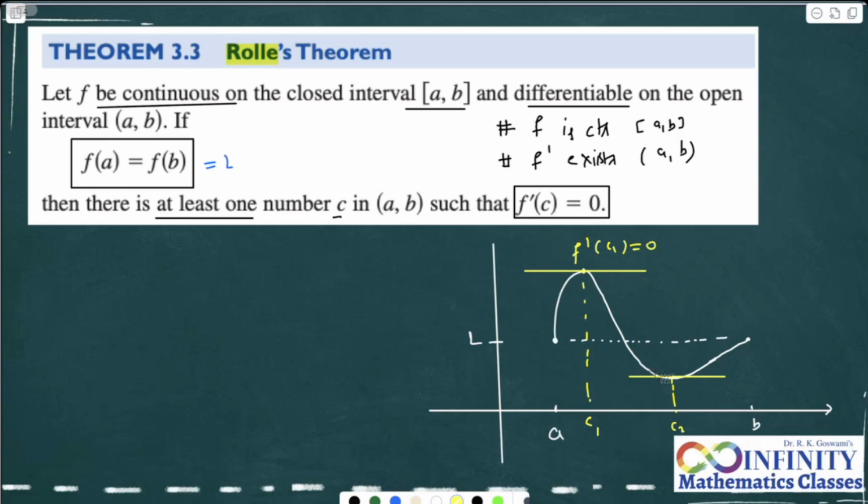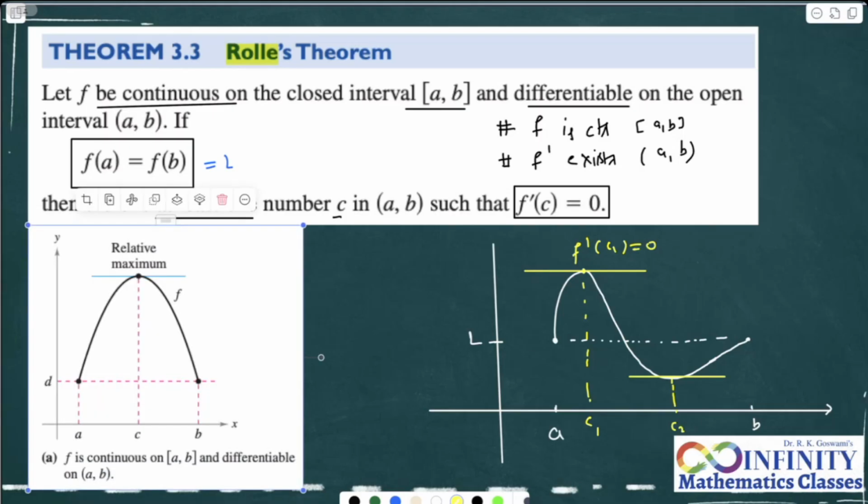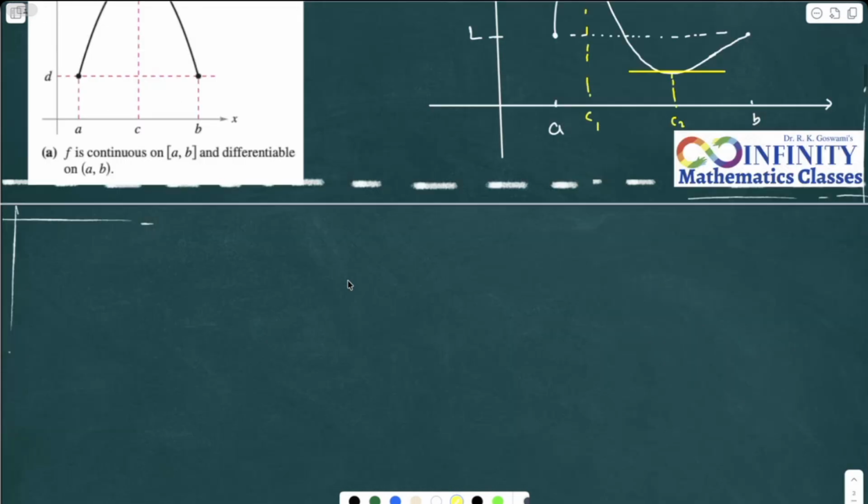The graph given to you in the book, let me just paste that graph. It is trying to tell you a similar kind of statement to what I told you. Just have a look. It is going to have a relative maxima there. Any doubt? Wait, actually, if it's a straight line, it's a horizontal line basically. Okay.